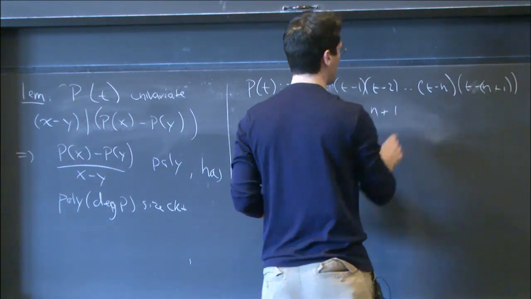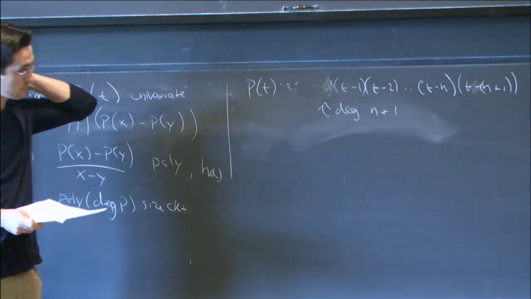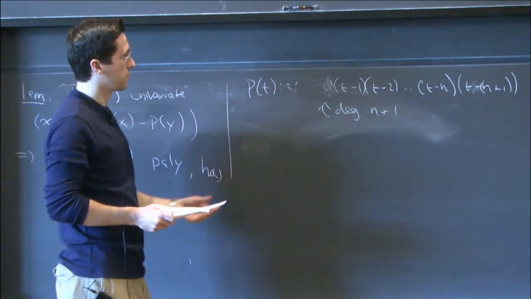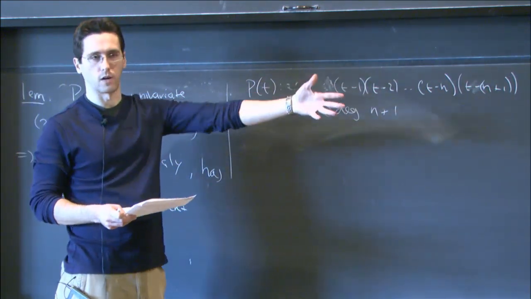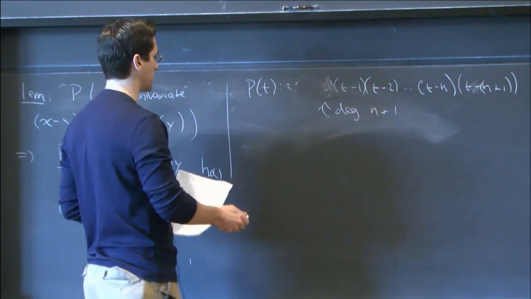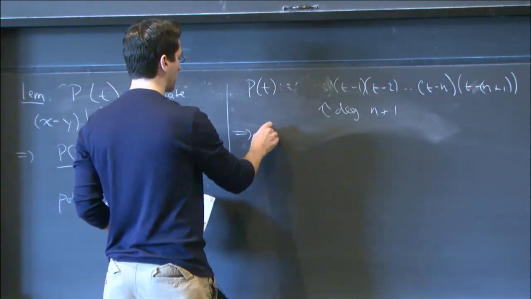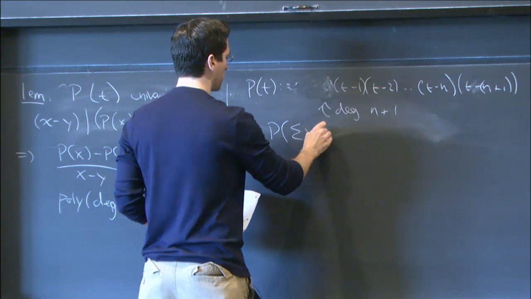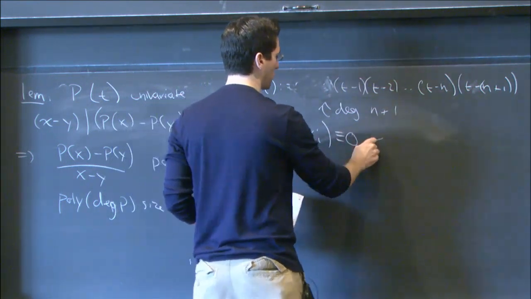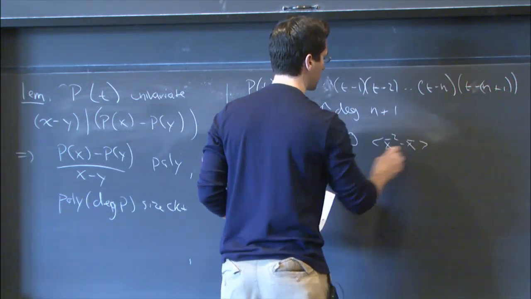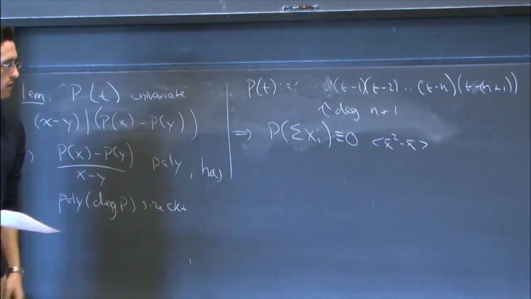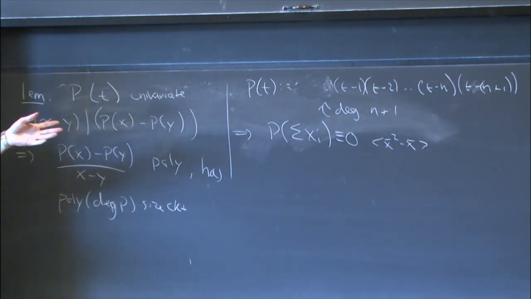OK, so it's a degree n plus 1 polynomial which encodes the values of the output of this subset sum axiom. So what does that imply? It says that p of summation xi is congruent to 0 modulo the Boolean cube, because no matter what Boolean vector you put in, you always get 0.